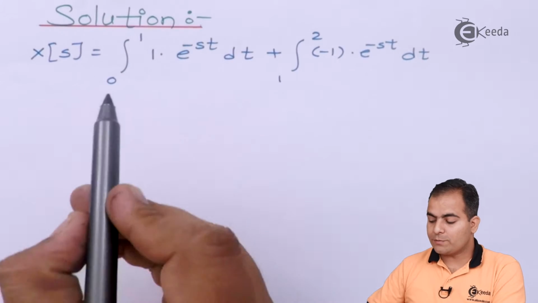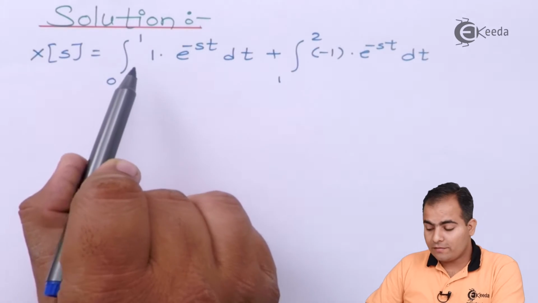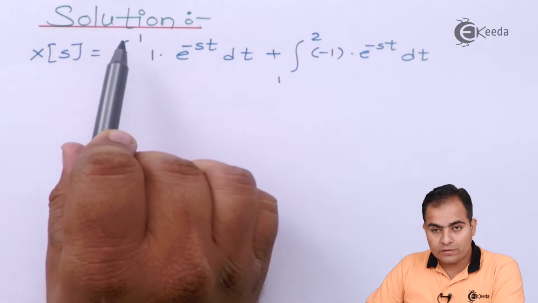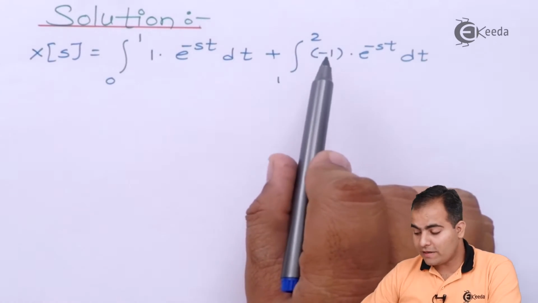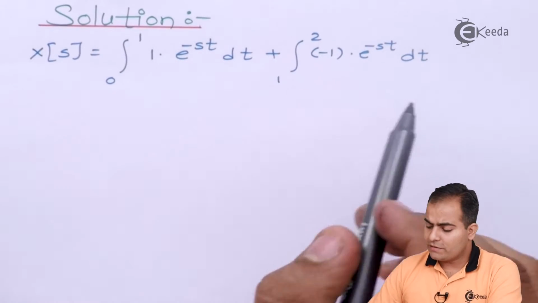Now look at here. I have substituted the values of x of t. Here the x of t value is 1 when its range is 0 to 1, and then the x of t value was -1 when the range is 1 to 2. Now simply just look at here.